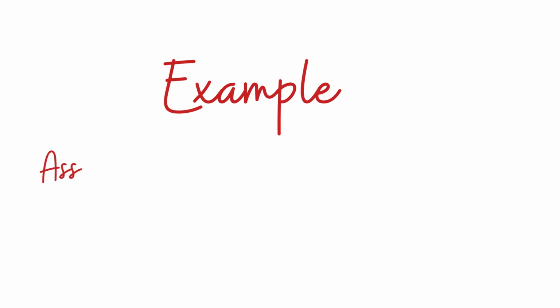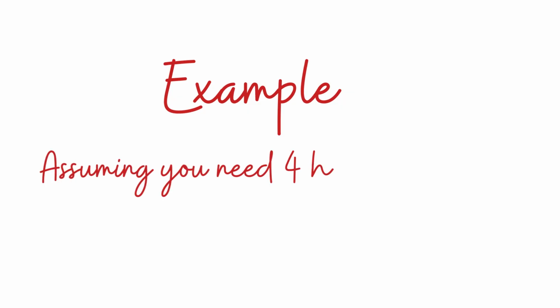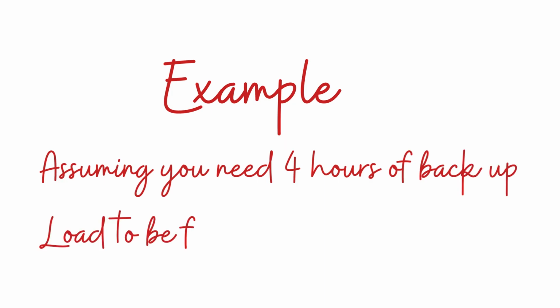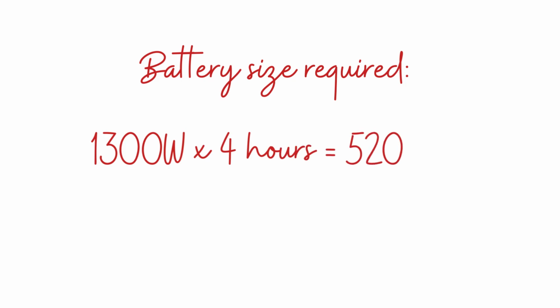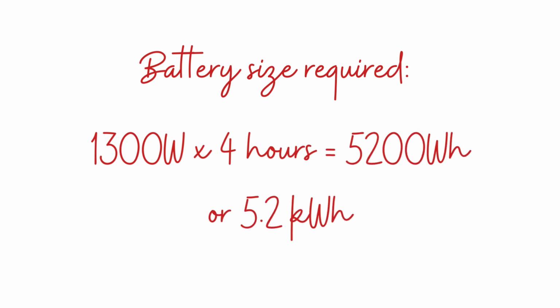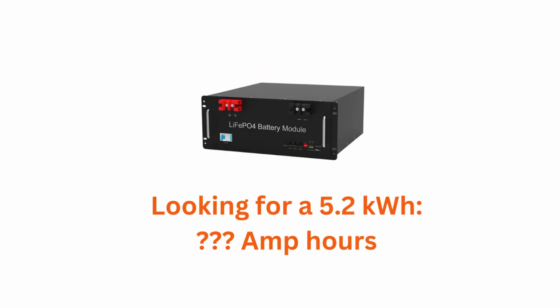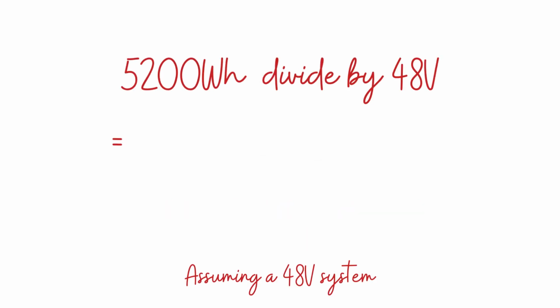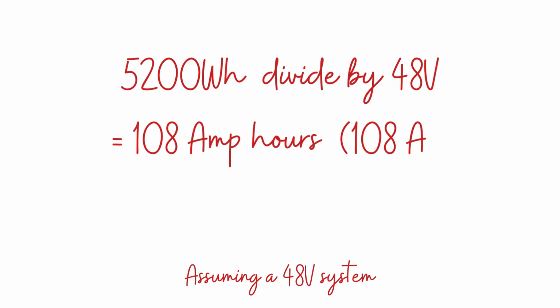Let us, for example, assume you require 4 hours of battery backup power and that your loads on average are 1300 watts. The size of the battery required is therefore 1300 watts multiplied by 4 hours, which is 5200 watt-hours. To compare batteries, let us convert our 5.2 kilowatt-hour battery to amp hours and divide by 48 volts, which gives us a battery capacity of 108 amp hours.